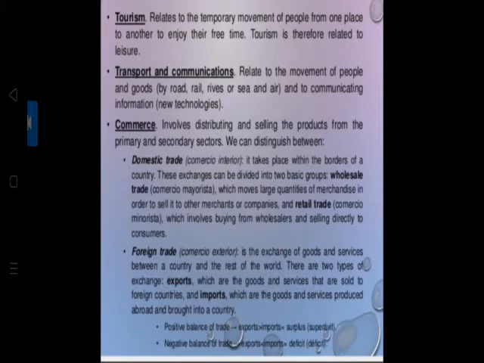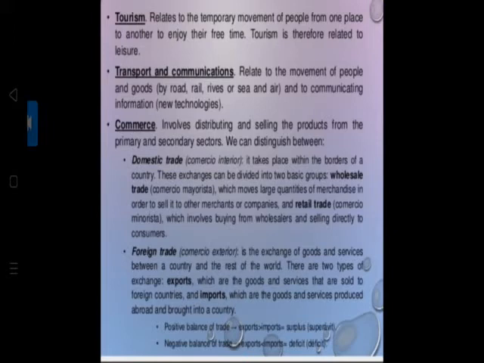These exchanges can be divided into two basic groups. What are the two basic groups? Wholesale trade, we know. I spoke about wholesalers, the big wholesalers in the market yard. They are the biggest wholesalers, whether the vegetable market or the fruits. So we have a wholesale market. Wholesale trade moves large quantities of merchandise in order to sell it to merchants or companies. And retail trade involves buying from wholesalers. Your small shopkeepers who are doing small businesses go and get their stuff from wholesalers and sell directly to the consumers. See, everything is reaching the consumers, the customers.